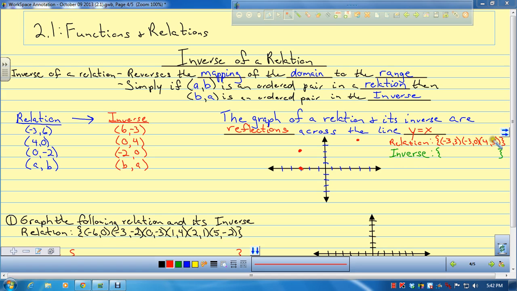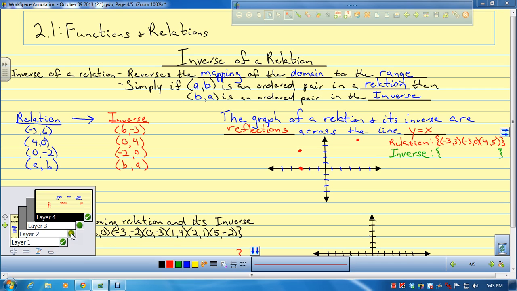Now here's our relation. What I'd like you to do is on this graph, push pause for a second and then plot the inverse points as well. I've got the relation plotted. I'd like for you to pause and plot the inverse points. Alright, hopefully you took care of that and you've got those 3 points plotted. I've already got this filled out, and I'm going to just click a button here and show you what I've done.